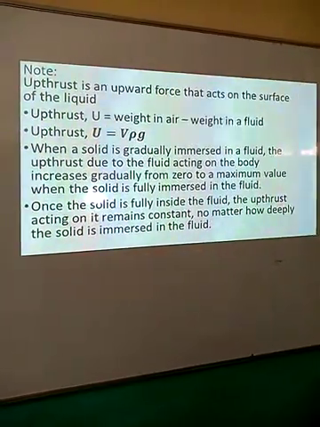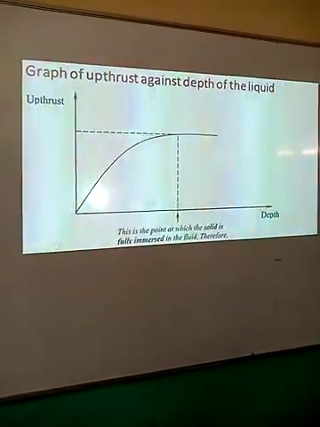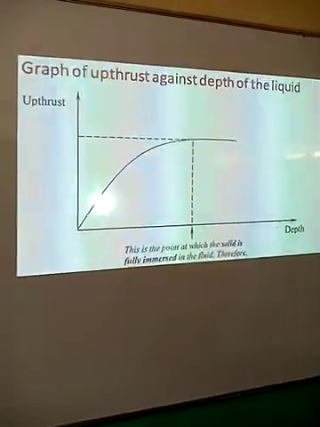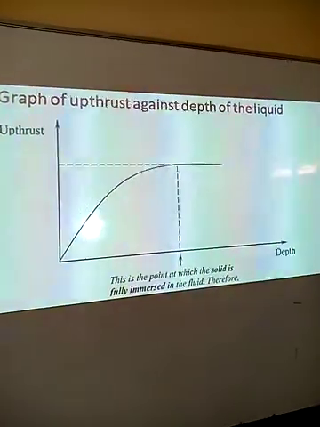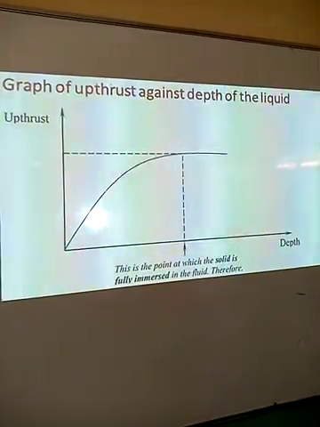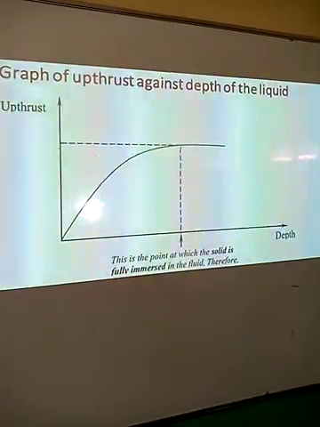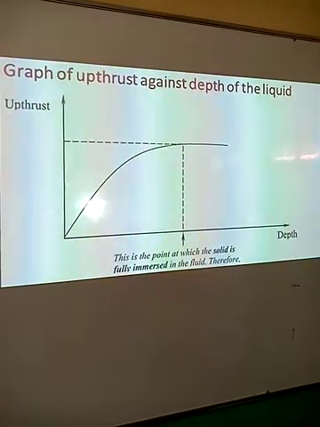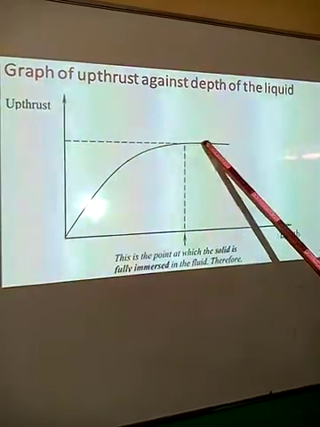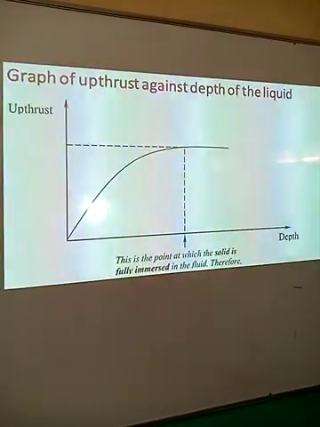The upthrust remains constant. That can be summarized using a graph like this, a graph of upthrust against depth of the liquid. So you can see that upthrust is increasing gradually up to some point whereby it is fully immersed. At that point the object is fully immersed, and any increase in depth or increase in volume of the liquid does not cause an increase in upthrust. Upthrust remains constant. So where the graph starts to flatten, that point is where the solid is fully immersed.